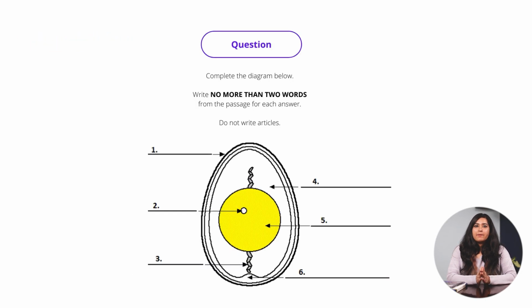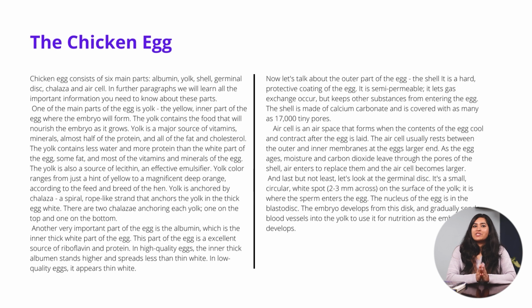Have a look at the diagram and then go through the passage. Do read the instructions carefully, as it says write no more than 2 words from the passage for each answer. Take your time to complete the diagram and we'll go through the answers together.